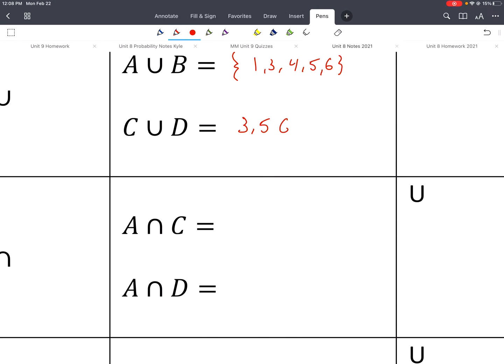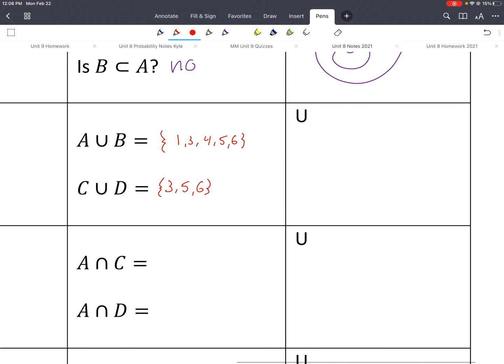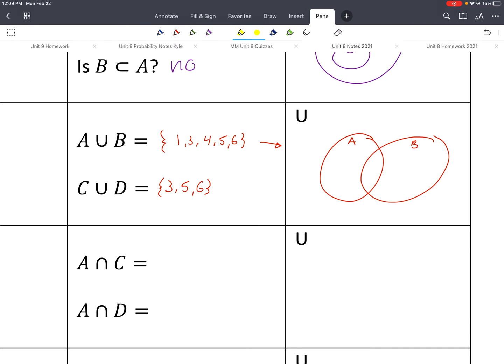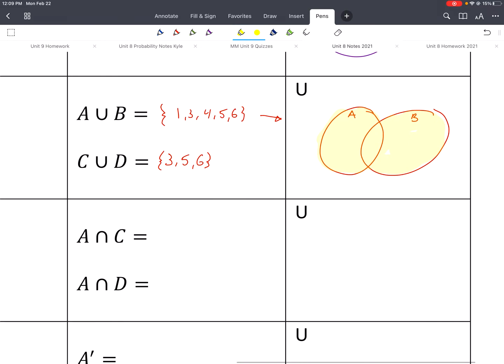3, 5, and 6. Okay? Let's see how this looks if we were to do a union. If we had set A and we had set B, the union of A and B would be like we shade all of this. All of B and all of A. We could fill in the numbers where they apply, but I don't think we need to do that right now.